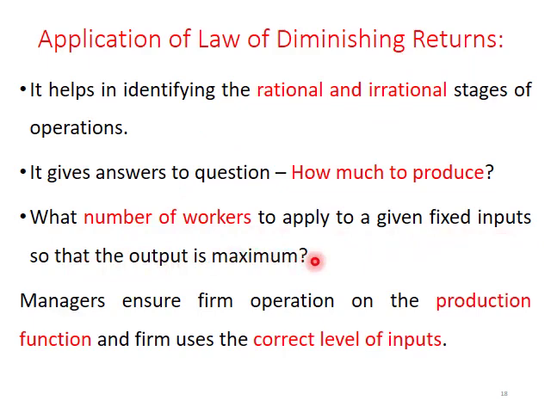And the next application is what number of workers to apply to a given fixed input so that the output can be maximum. As we discussed before, just adding variable input continuously, adding more and more variable input on a fixed input, may not provide maximum output. So the diminishing return tells us the number of workers to apply to a given fixed input so that the output is maximum.